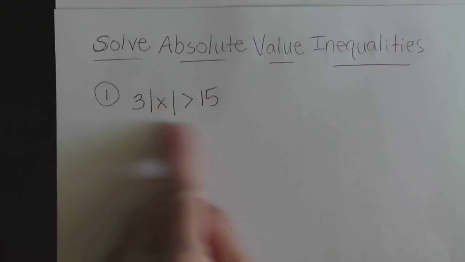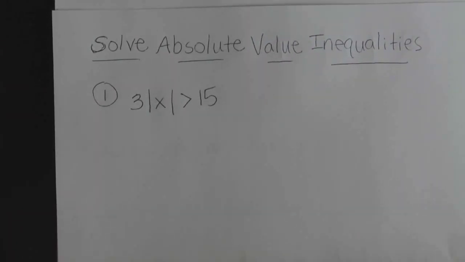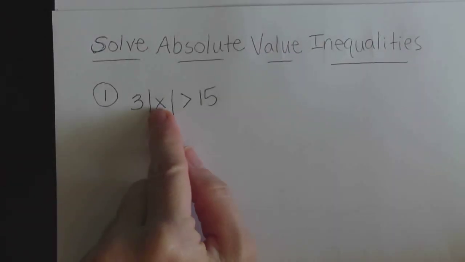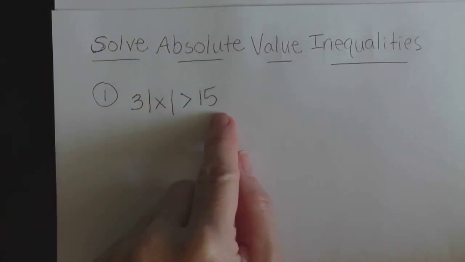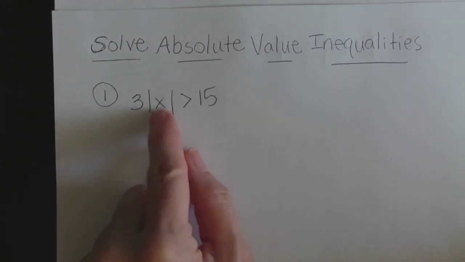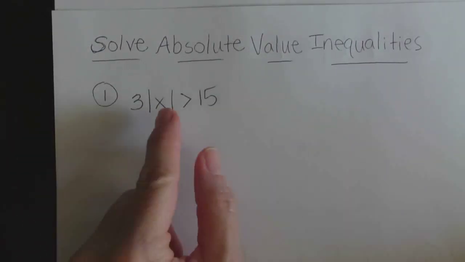So I'm going to get right into the first example and we'll talk our way through it. So we have 3 times the absolute value of x is greater than 15. So we're trying to figure out what numbers can replace this x and make this a true statement.